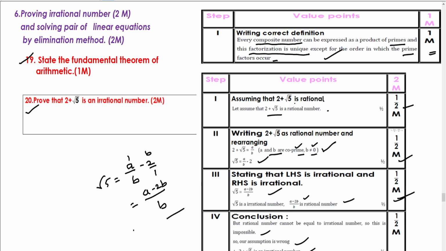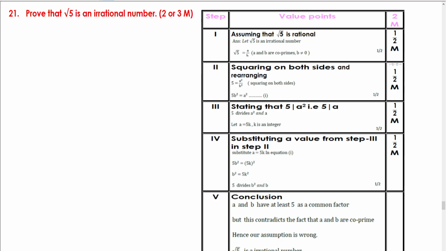First of all, we assumed that 2 plus root 5 is rational, and then we disproved our assumption. Our assumption is wrong. When it is not rational, it must be what? Irrational. Logically, like this you have to prove. This is called a logical proof. Okay, let us see the next problem.